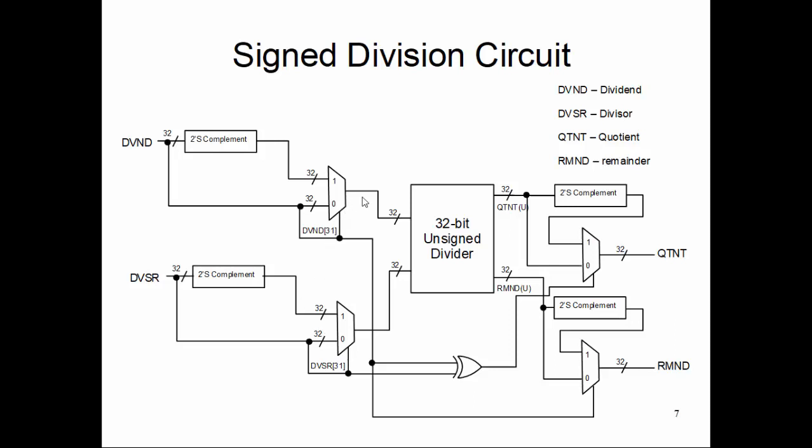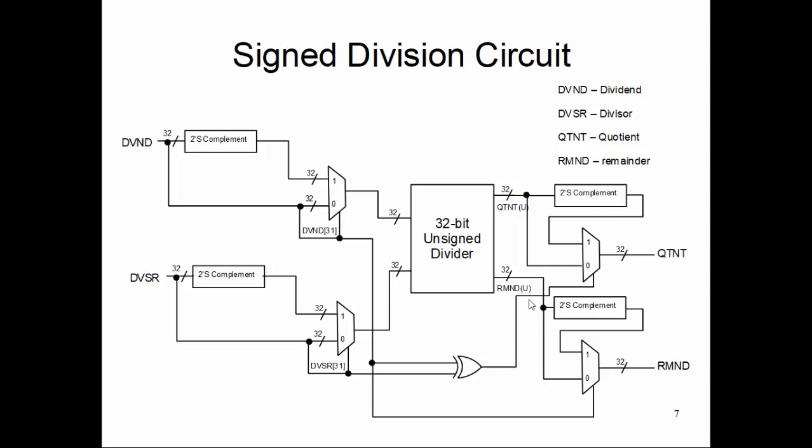We take the 2's complement of the dividend and divisor, making them both positive unsigned values depending on the sign, and perform this unsigned division. Now, the difference from the multiplier is that your multiplier output is 64-bit, one output. The divider has two outputs, both 32-bit. And we individually take the 2's complement of the remainder and quotient and pick the correct signed value.